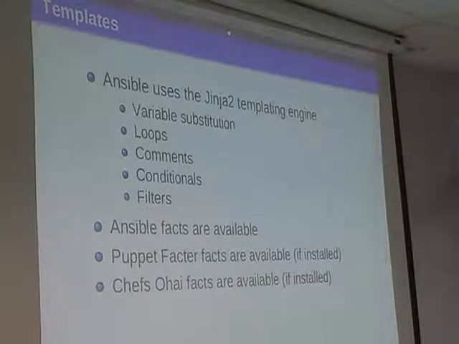Jinja2 supports loops, supports commands, conditionals, so you can have if statements. If that variable is defined, then do this. If it's not defined, do something else. And you can also have all kinds of filters. Read the Jinja2 manual for this. It's quite large. And all the Ansible facts, and even the Facter facts and the Ohai facts, are available to your template, so you can use them to create your file to be on the other side.